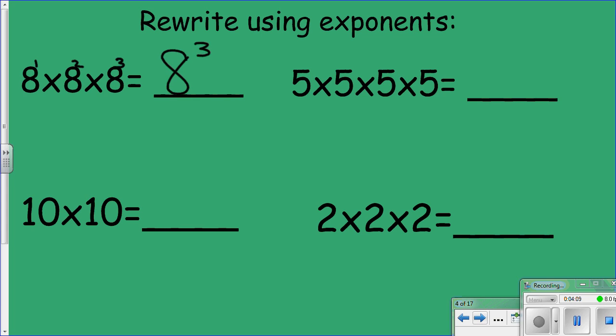Okay, what does this 5 times 5 times 5 times 5 look like? 5 to the 4th power. Notice how if I put these little helpers up here as little superscripts instead of underneath the numbers, my answer is right at the end. So this is 10 to the what? 2nd power. Good. 10 to the 2nd power. And then what is this one? 2 to the 3rd power.